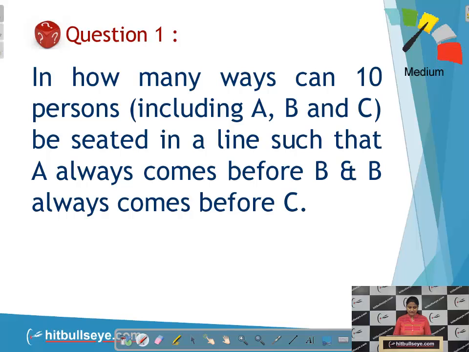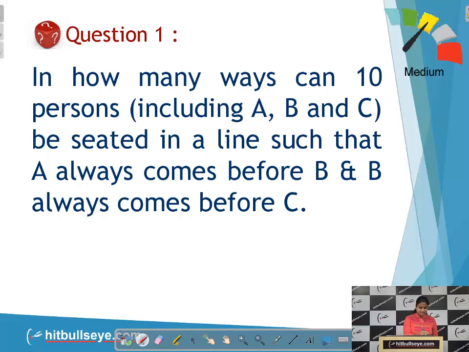It says, in how many ways can 10 persons, including A, B and C, be seated in a line such that A always comes before B and B always comes before C? See, what is a common mistake in this question? It says A always comes before B. It does not mean that A always comes immediate before B. It means just A always comes before B.